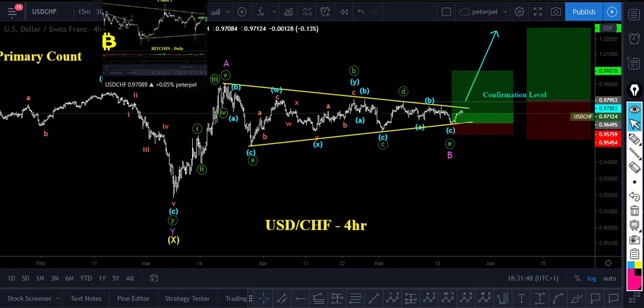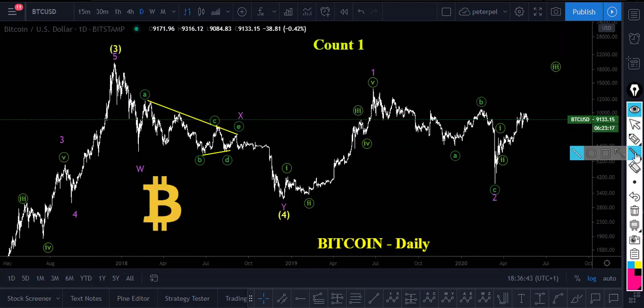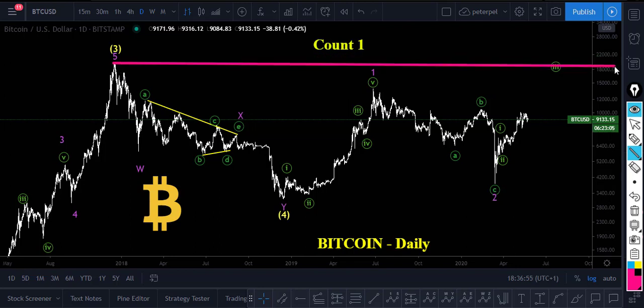Use the triangle that we studied to analyze USD swaps for both our primary count and our alternative count. Now let's also look at Bitcoin. Bitcoin has been moving sideways for quite a long time, since 2017, because this is the end of wave 3. And once price has not broken the top of wave 3, we are still in a sideways.